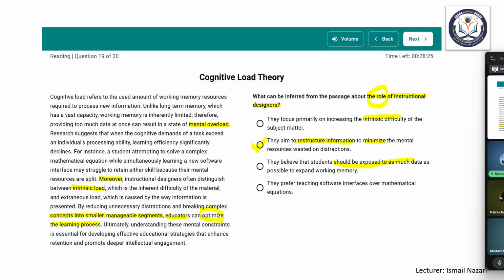And D, they prefer teaching software interfaces over mathematical equations. So again, it gives us the information which is provided here. Okay, and then it is supported in the rest of the text here, but it is a specific detail. It doesn't show the role of instructional designers.